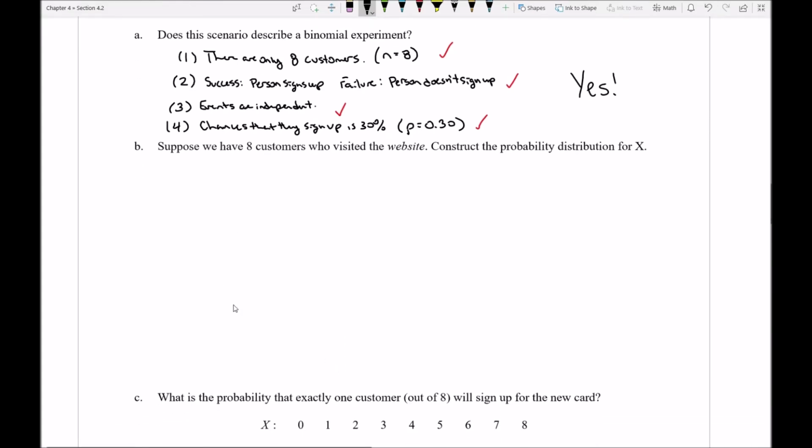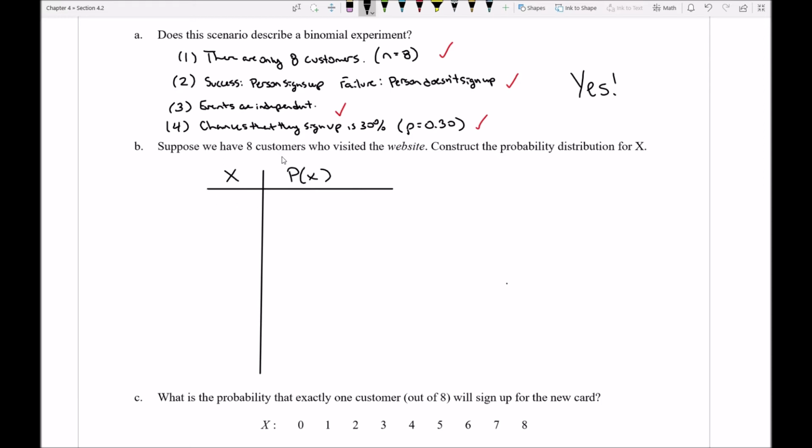Now, in part B here, I ask us to suppose that we have 8 customers and construct a probability distribution. Now, if I go ahead and construct this completely, it would take a long time. And so actually here, we're not going to go ahead and construct the entire table. In fact, I'm going to advise that you pretty much never construct the entire table, but you quickly think about its general form. Well, I should know what the different possible values of X are.